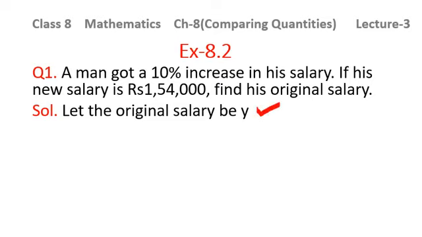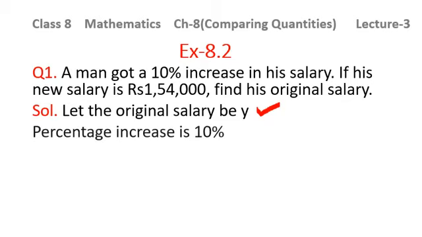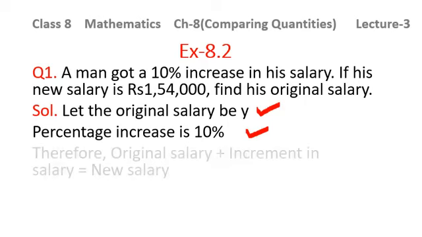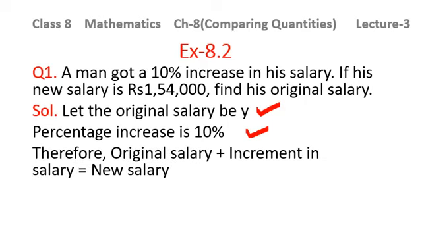We do not know the original salary, so let us suppose we are taking it Y. You can take any other variable also. Percentage increase given to us is 10%. Obviously, if percentage increase is given to you, then you will be adding this percentage increase. First of all, you will calculate the percentage increase and then add it to the original salary, and that will be equal to the new salary. Therefore, the original salary plus increment in the salary will be equal to the new salary.